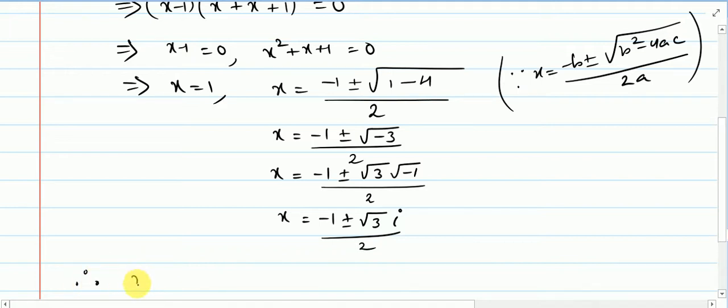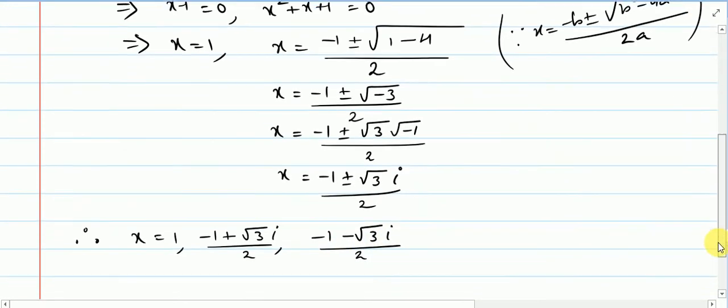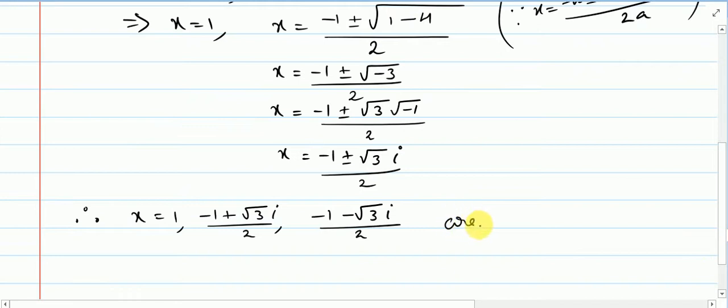Therefore x will be 1, and here minus 1 plus root 3i by 2, and minus 1 minus root 3i by 2 are cube roots of 1, or you can say these are cube roots of unity.